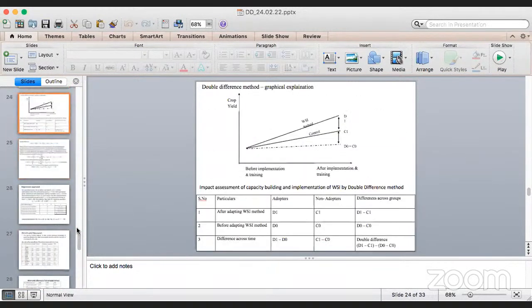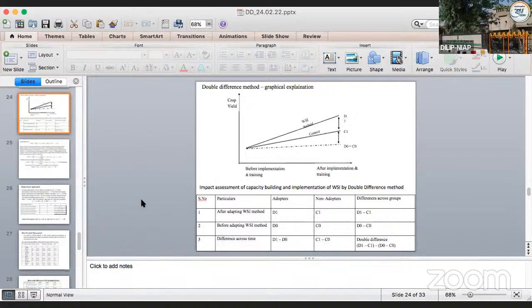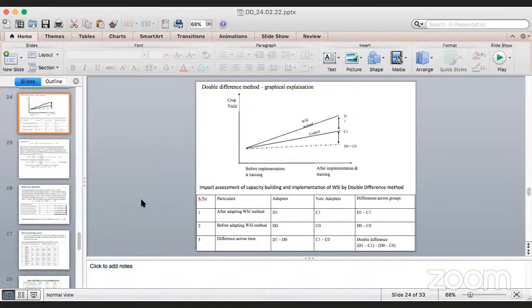Sir, within another 5 minutes I'll be closing now. Here we are seeing the table with different methods, how the interventions are given for adopters and non-adopters.